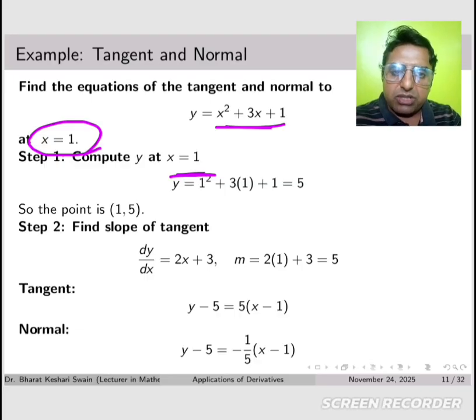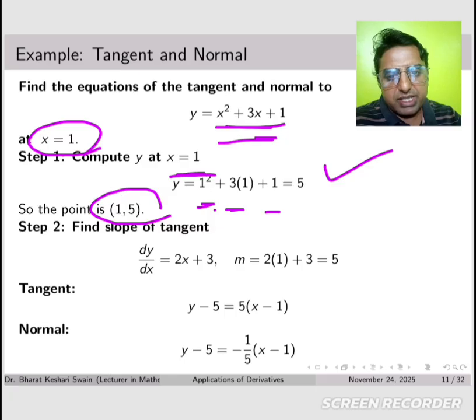So if x equal to 1, what will be y? Y will be 1 square, just put the value of x here. So 1 square plus 3 into 1 plus 1, so the value is 5. So the point is 1, 5, where we can find the equation of tangent and normal. So now find the slope.